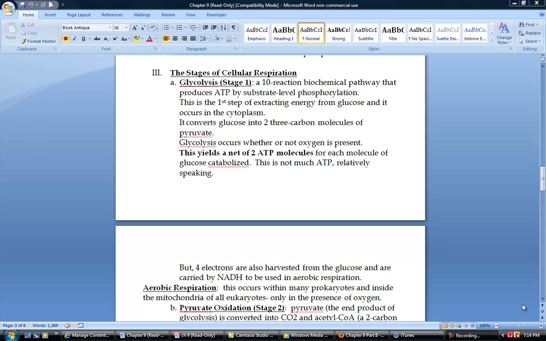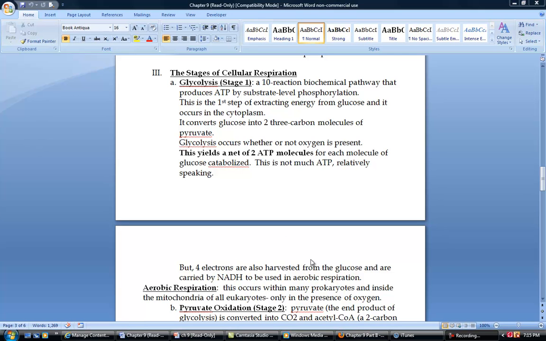There are going to be 4 stages we're going to talk about, and for each stage we're going to talk about what molecules are going into it and what molecules are coming out of it, so the beginning and end products. Then we're going to talk about whether any ATP is made and how many ATPs are made at each stage. Because remember, that's the whole point: to make ATP so we have energy. And then the last part is talking about how many electrons are going to be harvested.